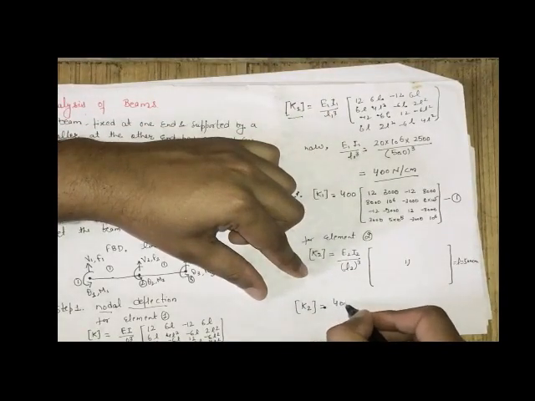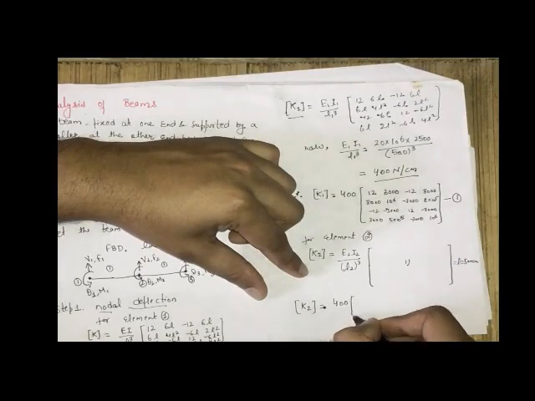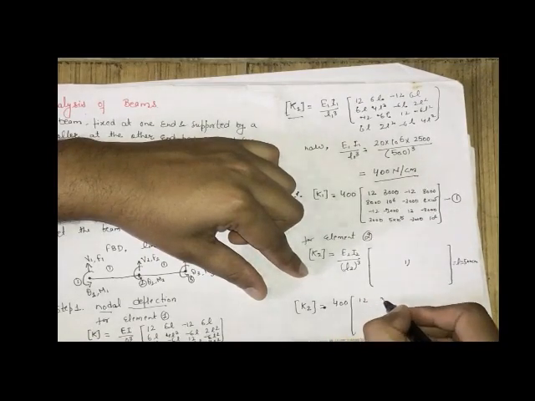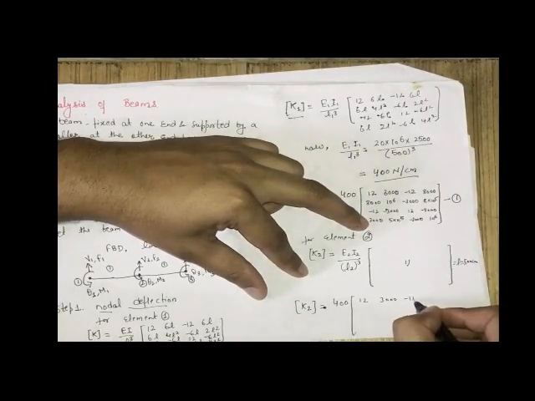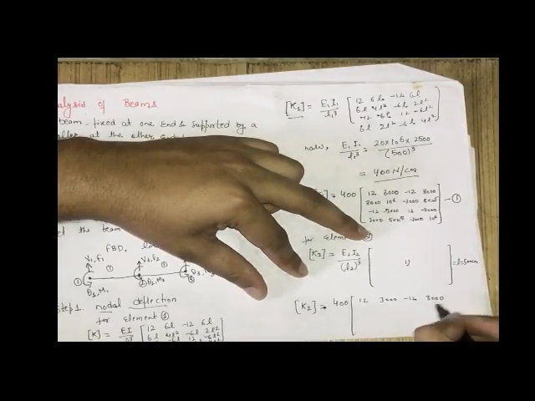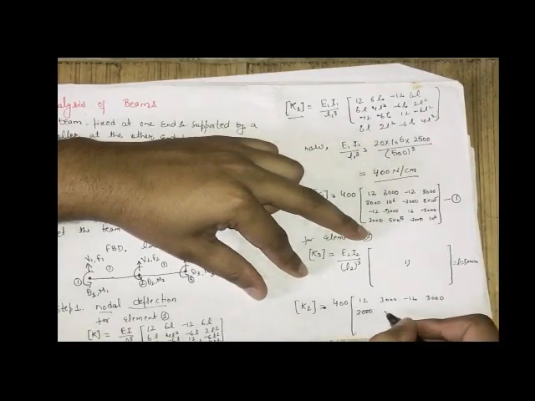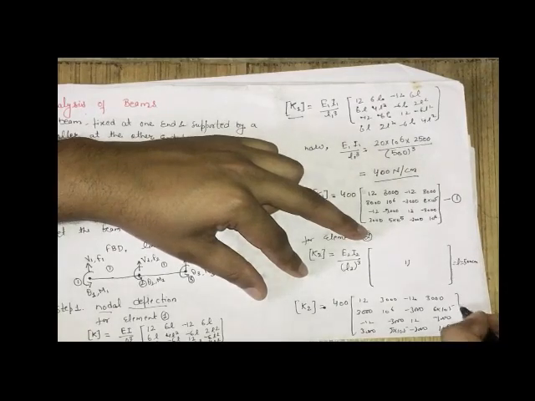Here the value of EI is the same, so 400 into 12, 3000, minus 12, 3000, 3000, 10 power 6, minus 3000, 6 into 10 power 5, minus 12, minus 3000, 12, minus 3000, 3000, 5 into 10 power 5, minus 3000, 10 power 6. Let us say this is equation number 2.